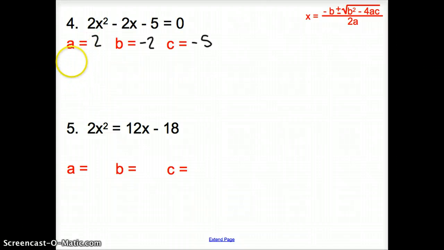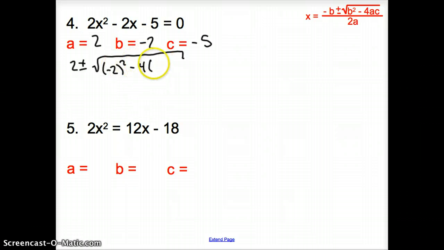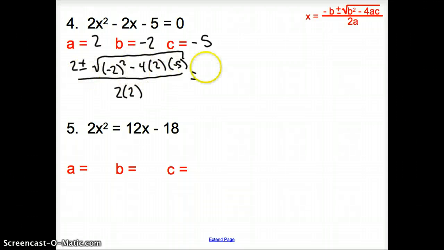Opposite b is positive 2, plus or minus the square root of, the whole square root of negative 2 squared. That is being squared, minus 4 times 2 times negative 5. This is all inside the square root. That goes over the top of 2 times 2. I'm going to rewrite this whole thing as 2 plus or minus the square root of.